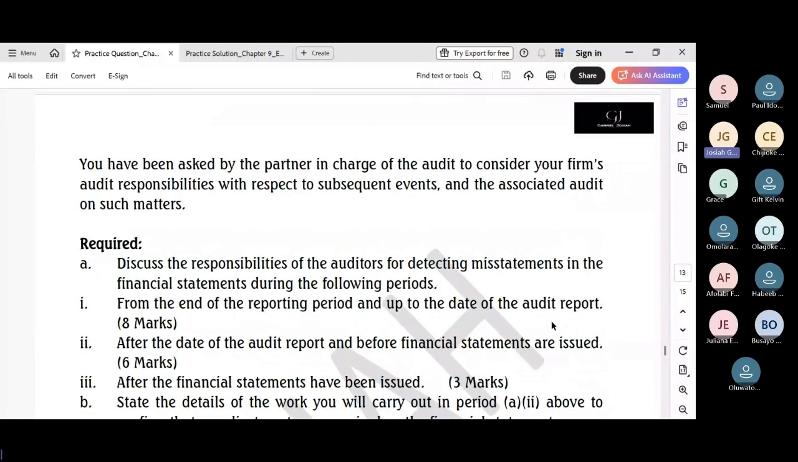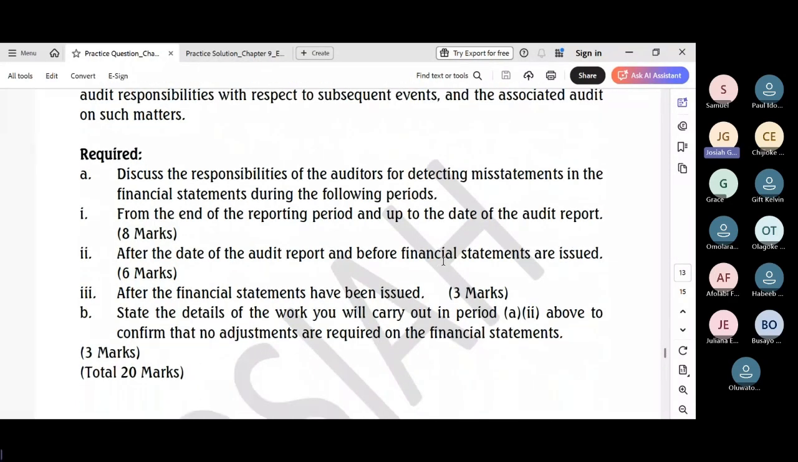So you've been asked by the partner in charge of the audit to consider your firm's audit responsibilities with respect to subsequent events and the associated audit on such matters. A, discuss the responsibilities of the auditors for detecting misstatements in the financial statements during the following periods. Number one, from the end of the reporting date up to the date of the audit report, 8 marks. Number two, after the date of the audit report and before financial statements are issued, 6 marks. Number three, after the financial statements have been issued, 3 marks.